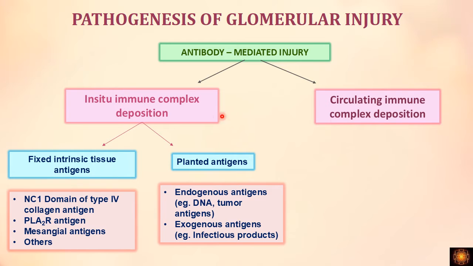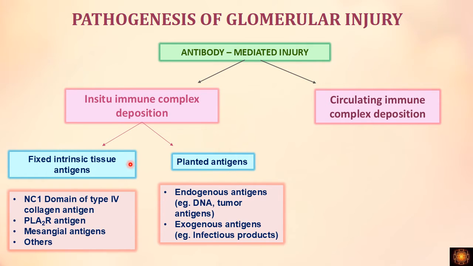And when we talk about the in situ immune complex deposition, again we have two types in this: fixed intrinsic tissue antigens and planted antigens. Fixed intrinsic tissue antigens means here the antigens are the components of the glomerulus itself. The particles which are present in the glomerulus itself act as antigens. Whereas planted antigens means these antigens are present somewhere else and they get trapped in the glomerulus, they get planted in the glomerulus. Then we have the antibodies formed against these antigens. So this we call planted antigens.